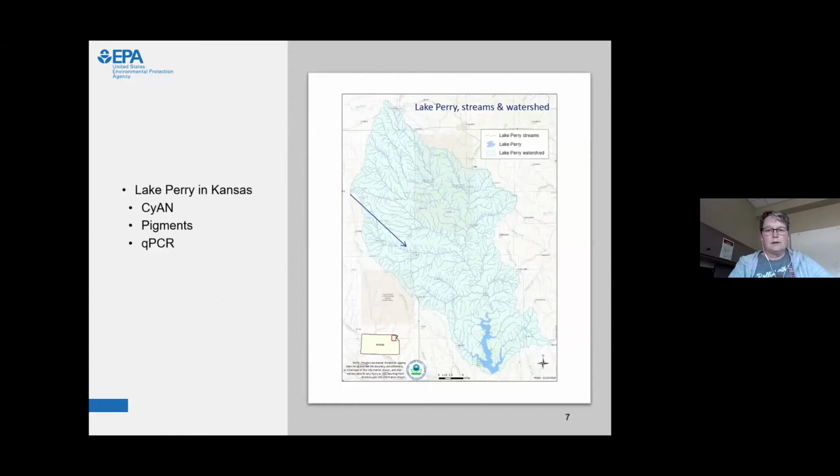This is just a look at the Lake Perry watershed. And one thing I wanted to point out, that arrow there is pointing to the Kickapoo tribe. They're in Kansas, and they play a crucial role here in a minute in the presentation. So I just wanted to show you where they were on the Delaware River upstream of Lake Perry that we're going to look at.